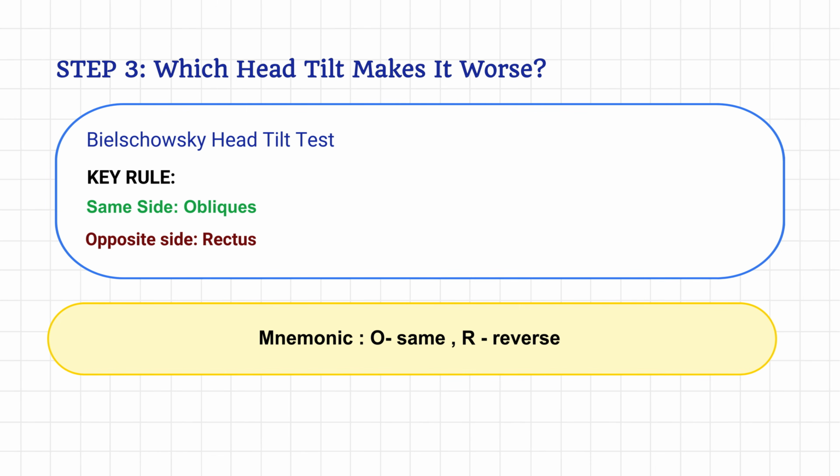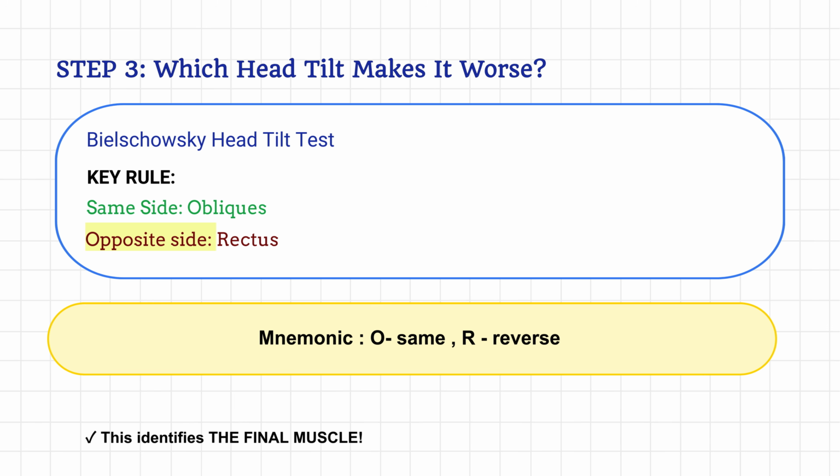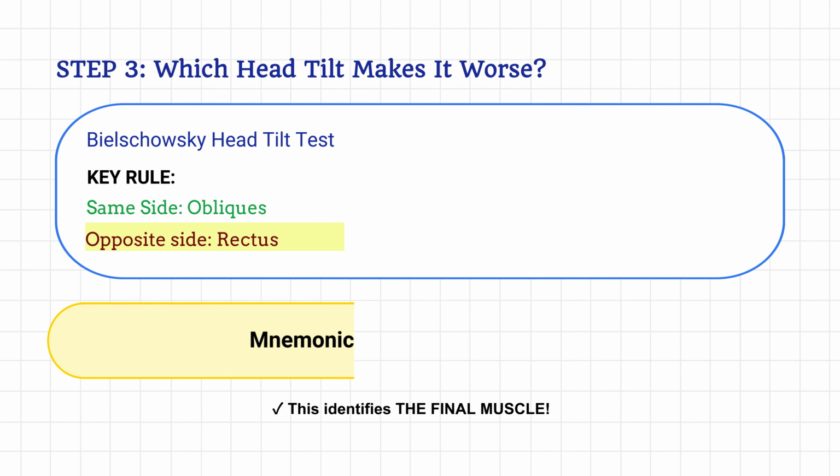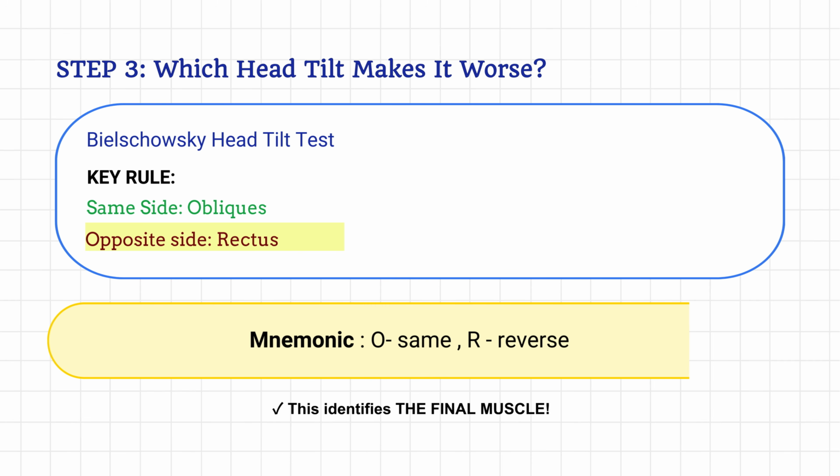So how do we interpret the head tilt? Now here's a hack or a key rule that I'll give you. If the hypertropia becomes worse on the head tilt to the same side as the hypertropic eye, it is usually an oblique muscle. If the hypertropia becomes worse on head tilt to the opposite side, it is usually a rectus muscle. So remember, same side oblique and reverse side is rectus. Now most of the time by the end of step 2, you're already left with 1 rectus and 1 oblique. So this rule then helps you easily eliminate one of them. Now this doesn't work in every single case, which is why understanding the logic is also important.